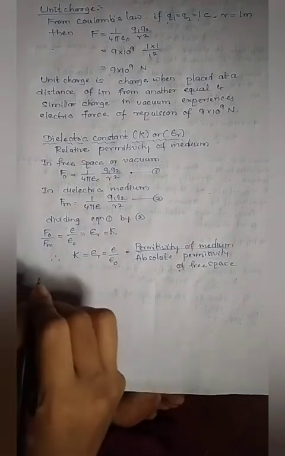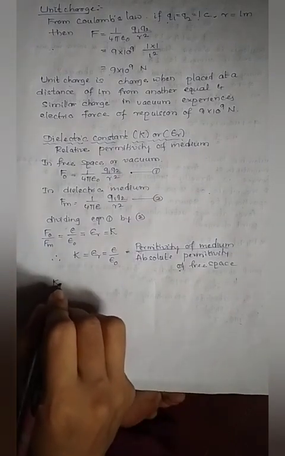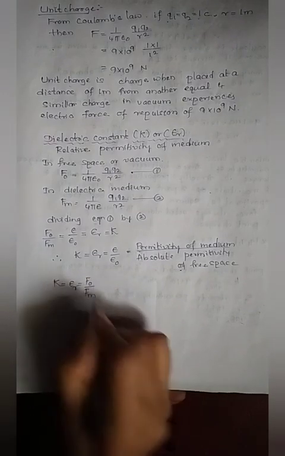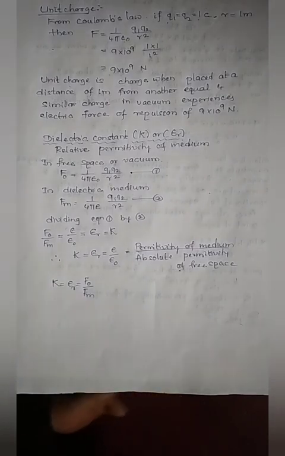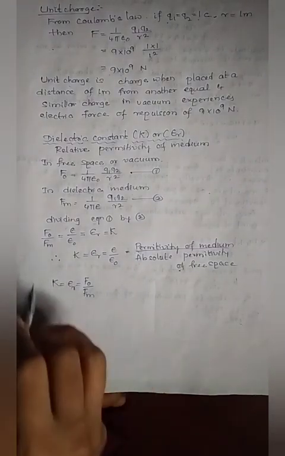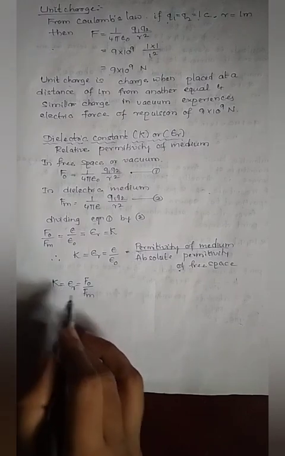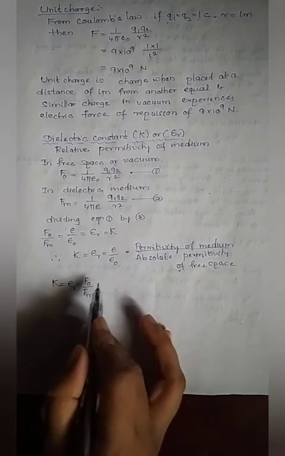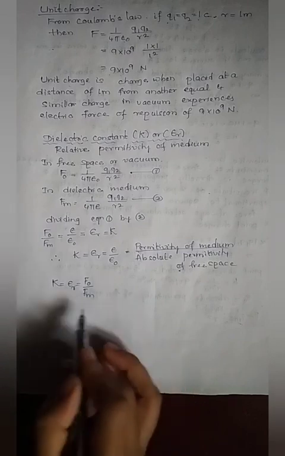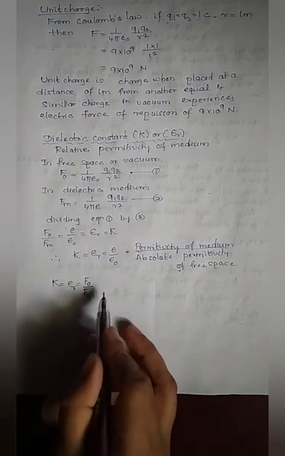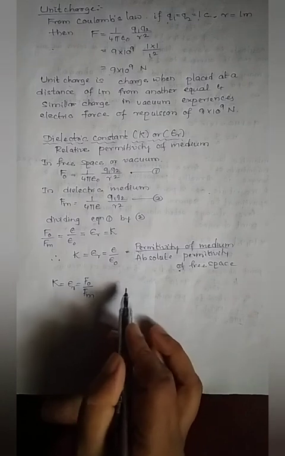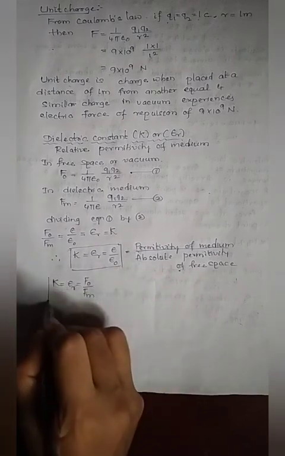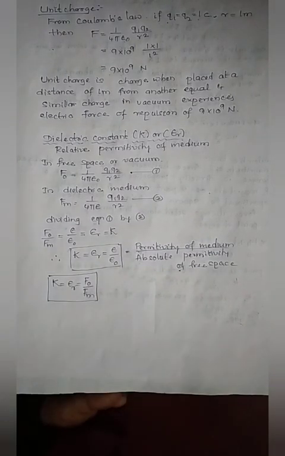Okay, or in other words, we may write K equal to epsilon R equal to F naught divided by Fm. Okay, in terms of force. Again here, according to this expression, dielectric constant is the ratio of force between 2 point charges placed in vacuum to the force between the same 2 point charges placed in medium. Okay, so this definition is important, and also these two expressions. Okay, thank you.